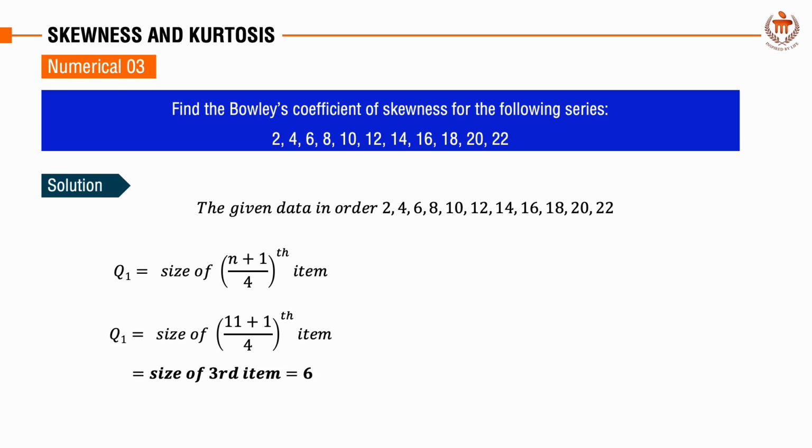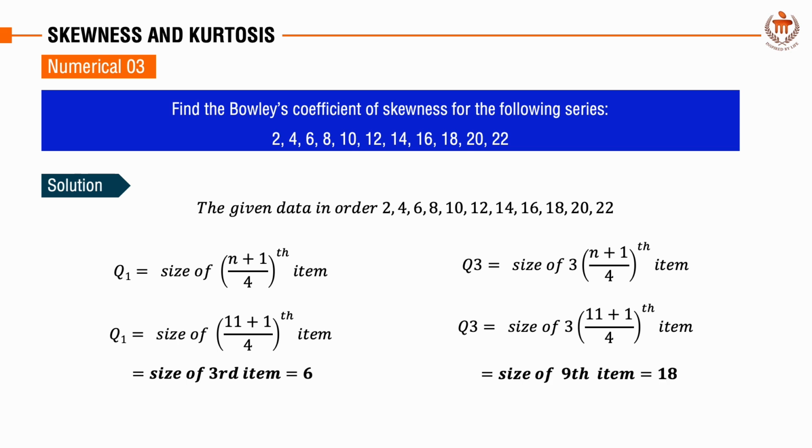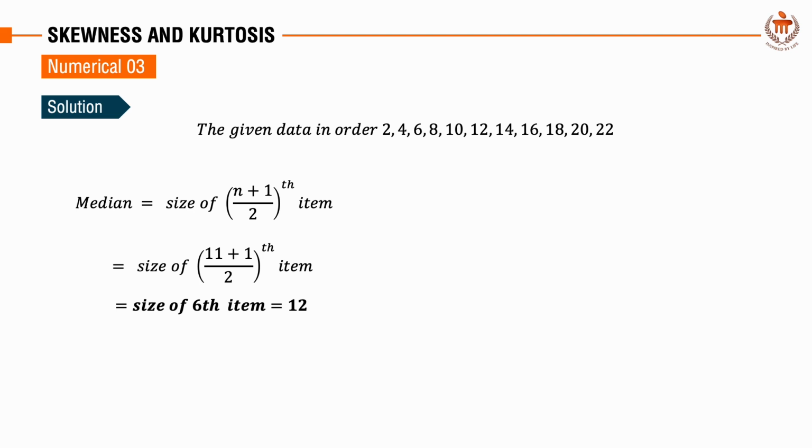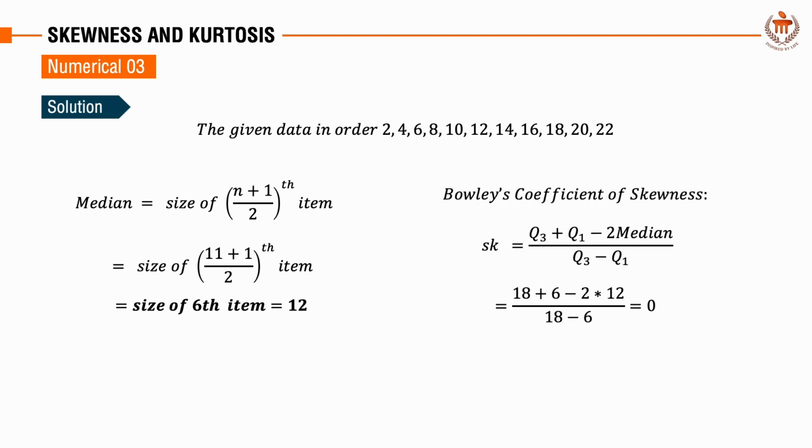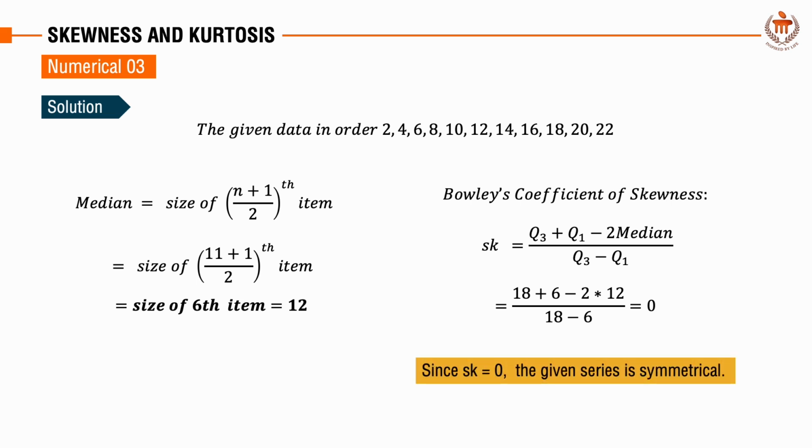So one by one we can find quartile 1, and we got 6. Then quartile 3 we calculate, and we got 18. Similarly we can find the median, and the median is 12. Now the Bowley coefficient of skewness would be Q3 plus Q1 minus 2 times median, divided by Q3 minus Q1. When we solve this, we got the value of the Bowley coefficient as 0. 18 plus 6 is 24, minus 12 times 2 is 24. 24 minus 24 is 0. Coefficient of skewness is 0. It means that the given series is symmetrical in nature.